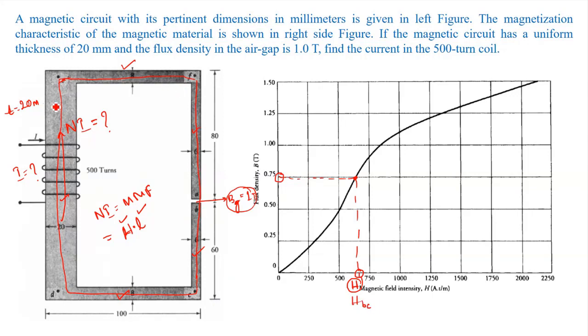Similarly, for each section, I can find the magnetic field intensity from this characteristic. And after finding this, I can multiply by L, the corresponding length of the different sections, and add it. Then I'll find the net MMF, right? And after finding net MMF, I can find current I. So this is the procedure we'll follow, right?